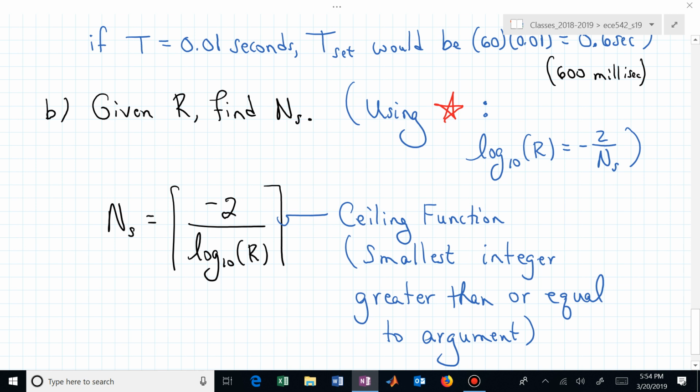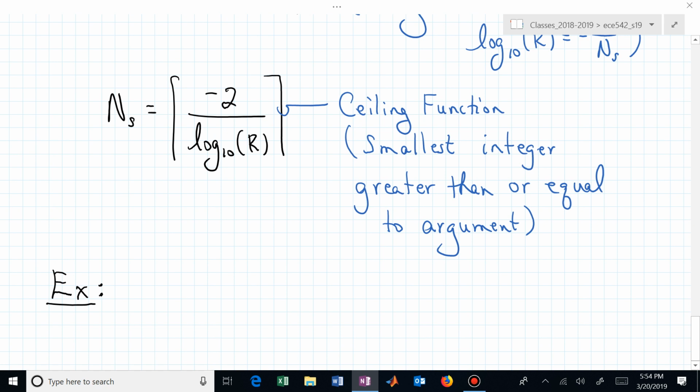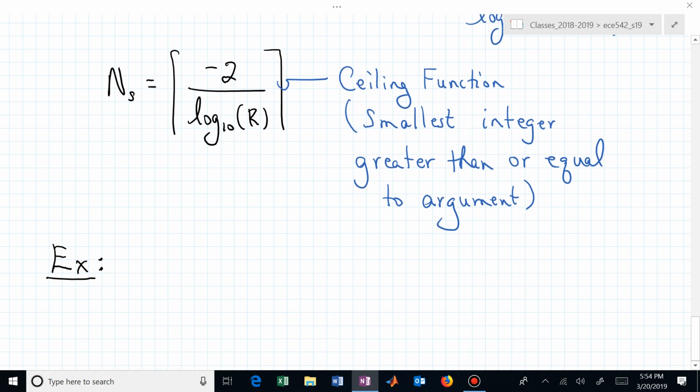I want to now plug in an r and see how many samples that corresponds to for a 1% settling time. Now I need to start writing. So, suppose r is 0.8.